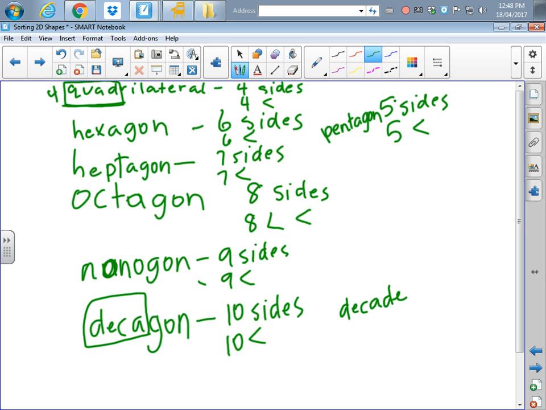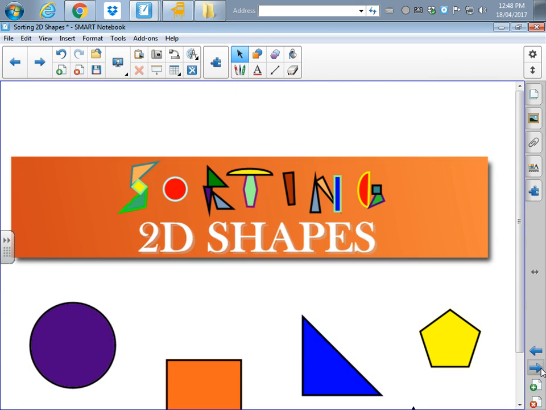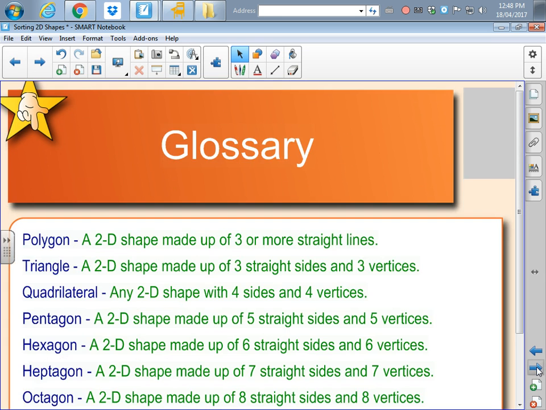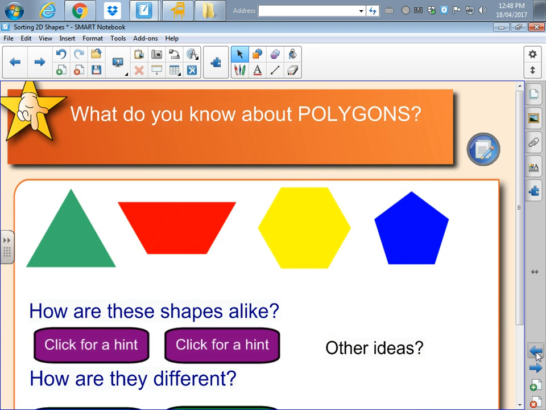So we know a lot of words. So let's think about our learning goal. If we're talking about sorting shapes, we can sort shapes by the number of sides they have, or the number of angles they have. So, oops, sorry. How are these shapes the same? I've got 4 shapes on the board. How are they the same? Excuse me? How are they the same?